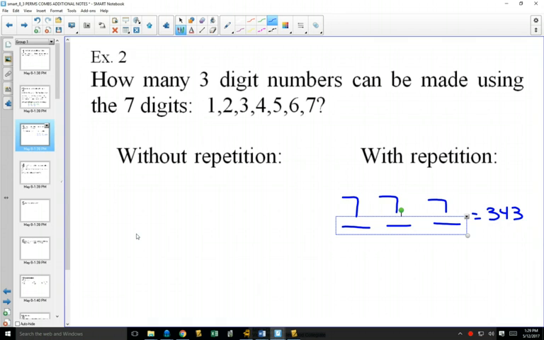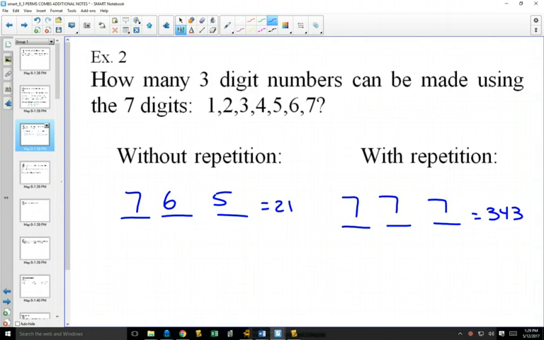That's with repetition. Without repetition, still 3 decisions. How many choices for the first one? 7, then 6, then 5. So if you weren't allowed to repeat, you'd only have 210 options. If you were allowed to repeat, there would be more options.